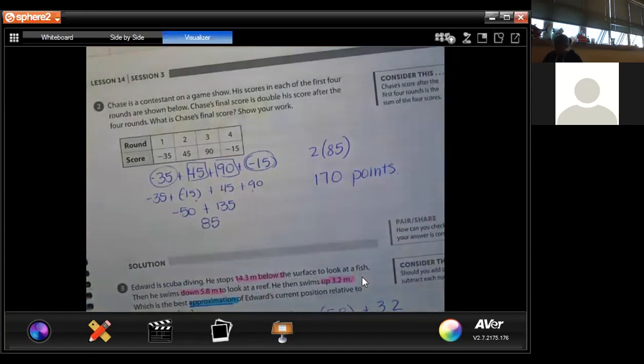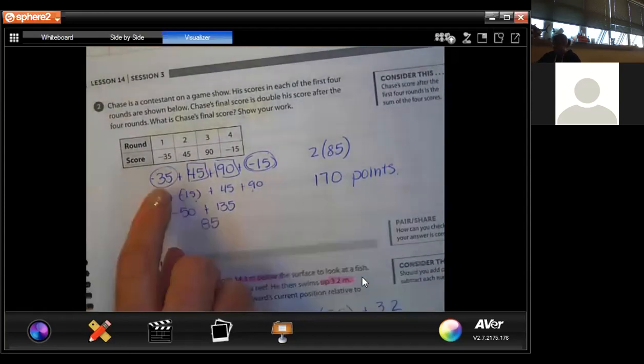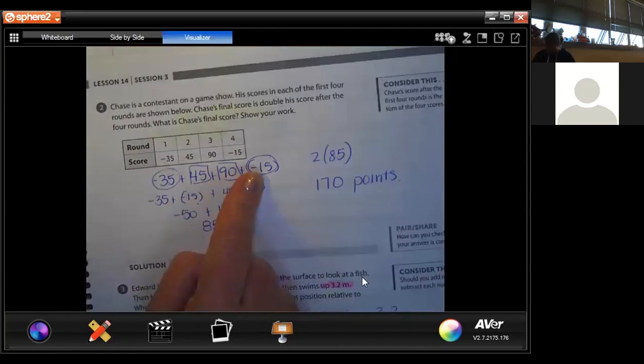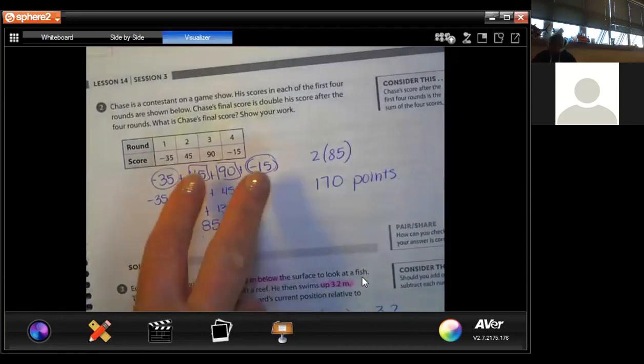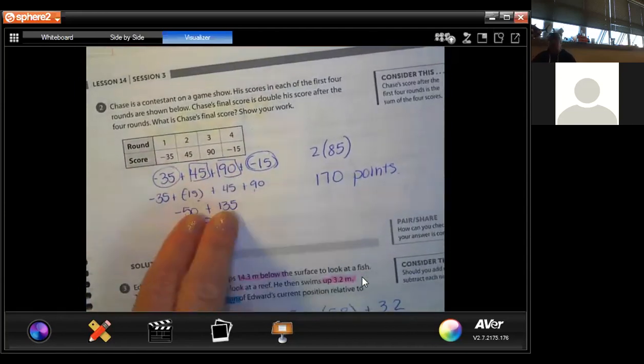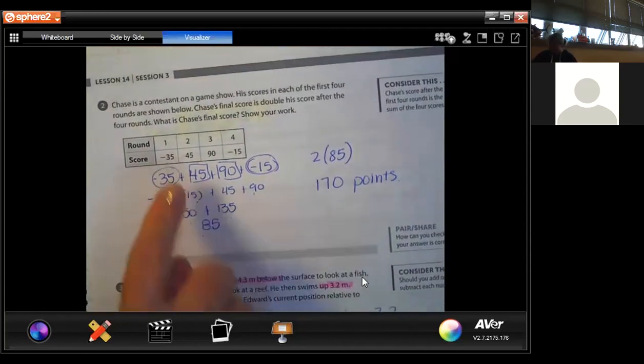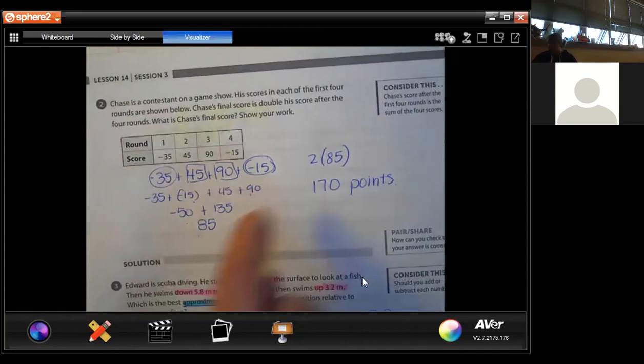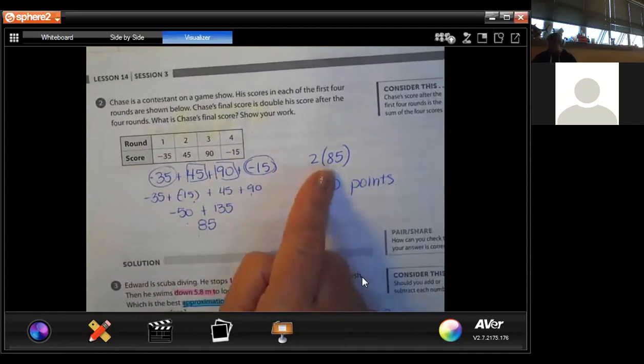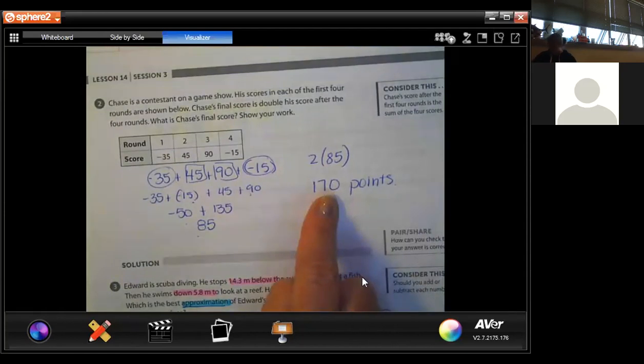So this problem right here, what we know is these are all of his scores for each round. And then during the 5th round, he doubled his overall score. So what we did first is we added together all of his points. Notice that I added my negatives and my positives, and then I added them all together. And so the total points for the first 4 rounds was 85. Then I doubled it because it says that his 5th round was doubled. And so it comes out to be 170 points.